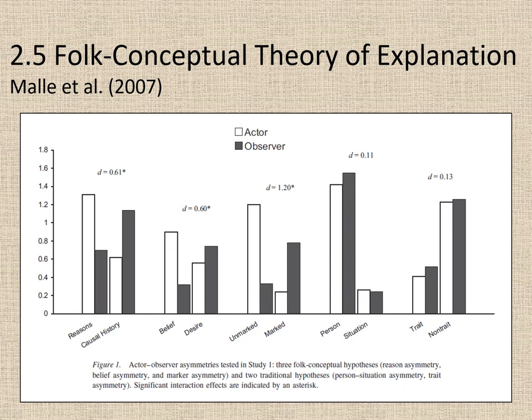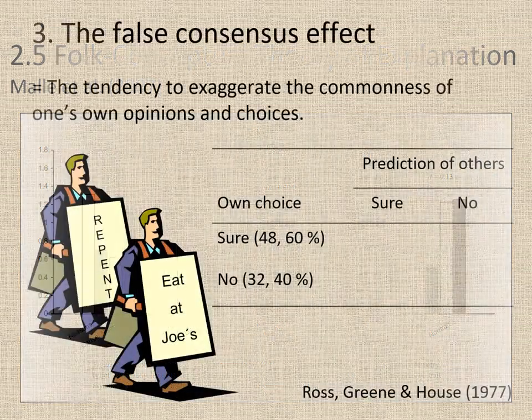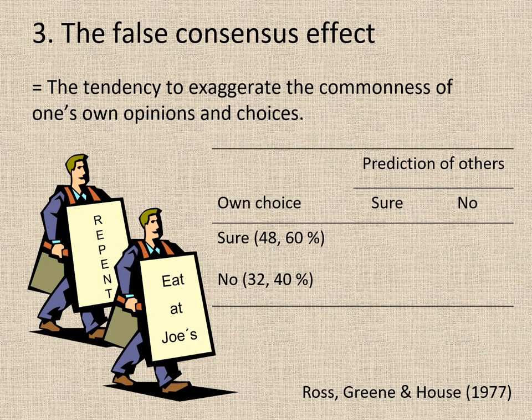Okay. Next point here, false consensus effect. The tendency to exaggerate the commonness of our own beliefs, our own choices, and so on. We exaggerate the degree that other people should have behaved similarly to ourselves. Okay, and we have a classic study on this.